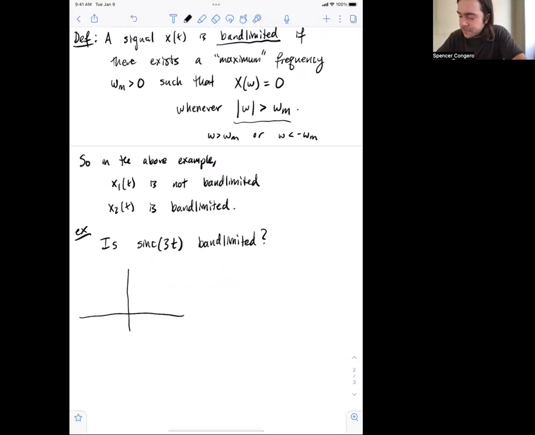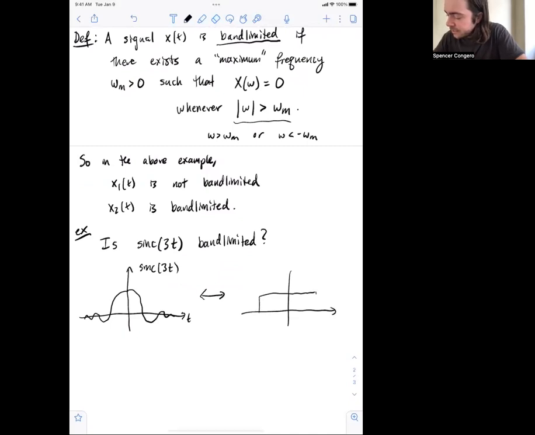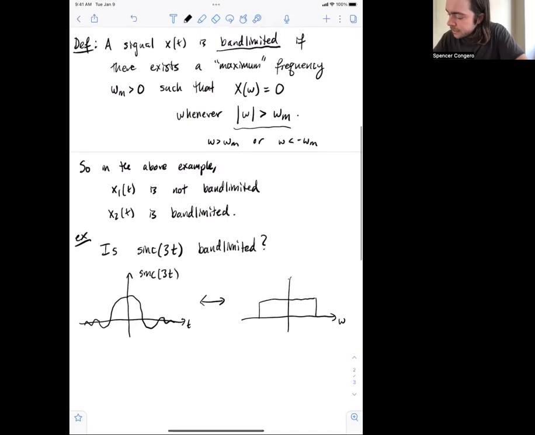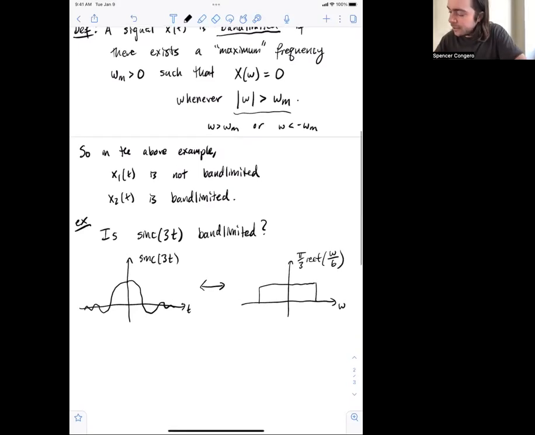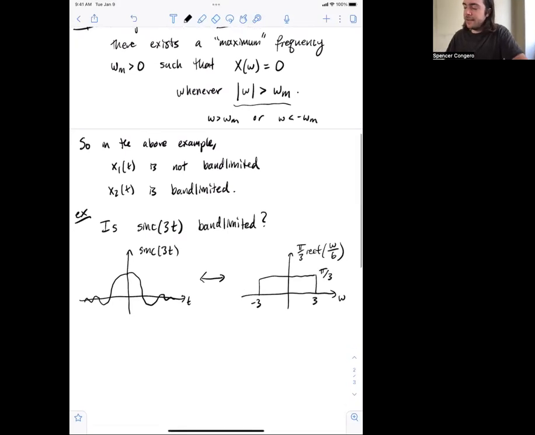Okay, so let's just look at these two functions. So we have sinc of 3t, looks something like this. Kind of tough to draw. Okay, so this is sinc of 3t. And what's the Fourier transform of sinc of 3t? Well, this is a Fourier transform pair we've seen, and it's just the rect function. So we have pi over 3 rect of omega over 6. That's the Fourier transform of sinc of 3t. We found that Fourier transform pair. So this is just a rect function that looks like that.